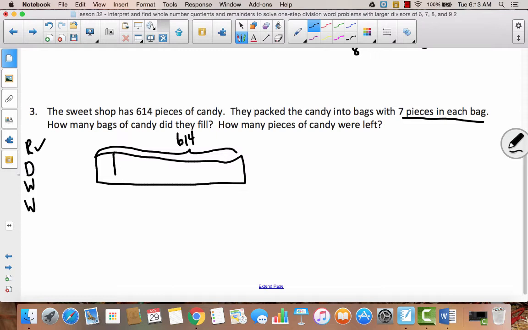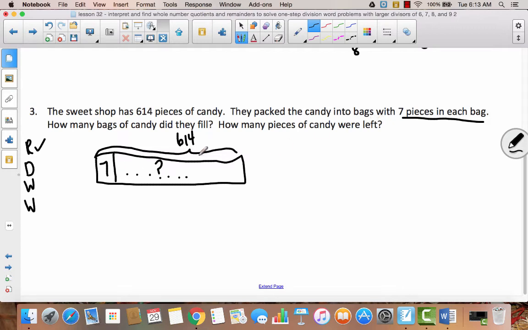So I'm going to draw one section and I'm going to put a 7. And what I'm trying to figure out is the number of groups. So this is how I'm going to show that I don't know how many 7s. I'm going to put a question mark here because I don't know how many 7s there are. That's what I'm trying to figure out. I also want you to notice that it's asking how many bags of candy did they fill and how many pieces of candy were left. So you're answering 2 questions here.